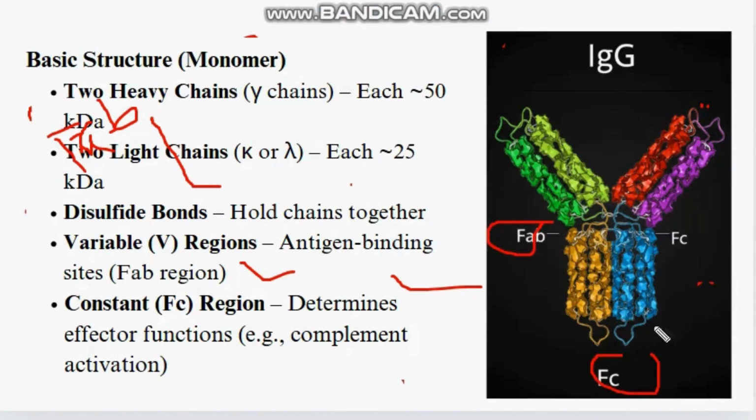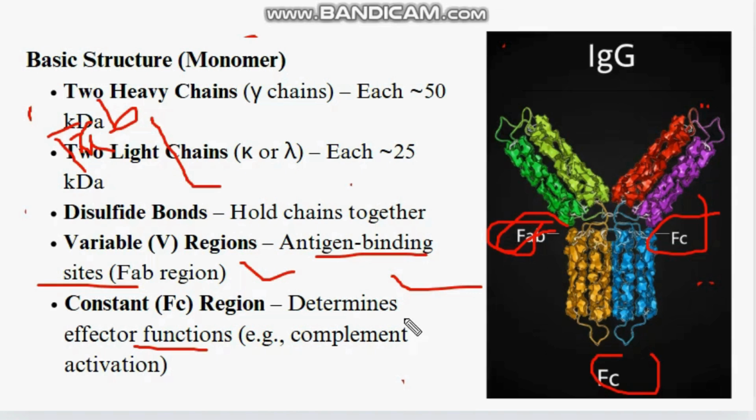The Fab region is the antigen binding site. That is the place where the antigen is going to bind or attach to the antibody. And the constant Fc region is the effector region. It will determine the mechanism of the antibody, how the antibody is going to kill the antigen, or what procedure is going to be adopted by the antibody in order to destroy the antigen.